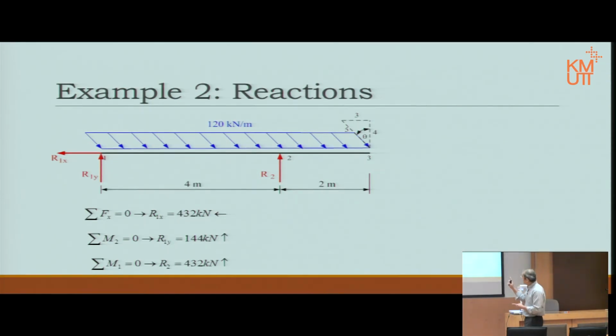In this case, if I cut the section between 1 and 2 and draw the left hand side picture, I only see Ax, 1x, 1y, and 120 kilonewton per meter, right? But if I move across point 2, cut between 2 and 3, then we need that R2 as well, meaning these two sections have two different force systems, meaning it will create a different equation for shear and a different equation for bending moment. In this case, we need 2 sections for shear and 2 sections for bending moment.